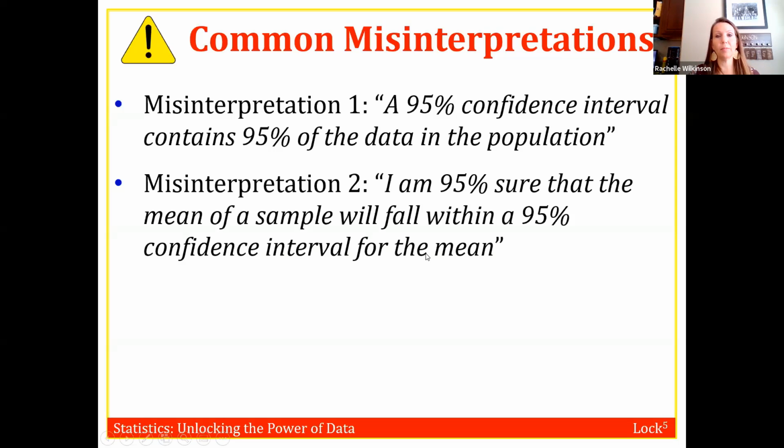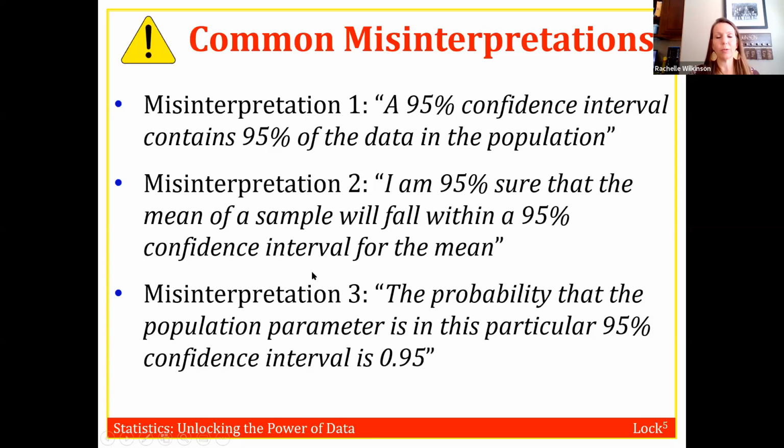Here's another common misinterpretation: I'm 95% sure that the mean of a sample will fall within a 95% confidence interval for the mean. Again, our confidence interval doesn't tell us about sample means. We're looking for it to tell us where the population mean is.